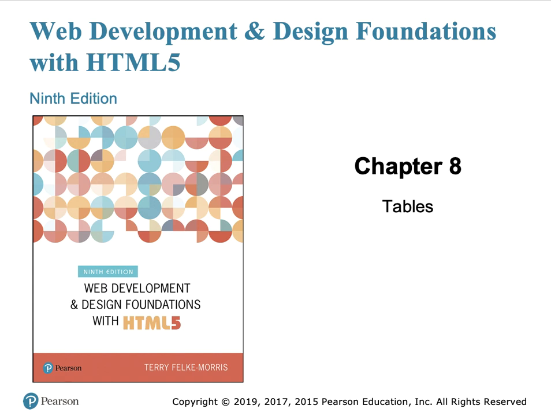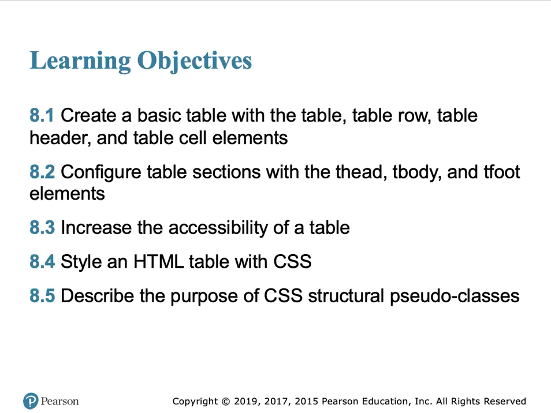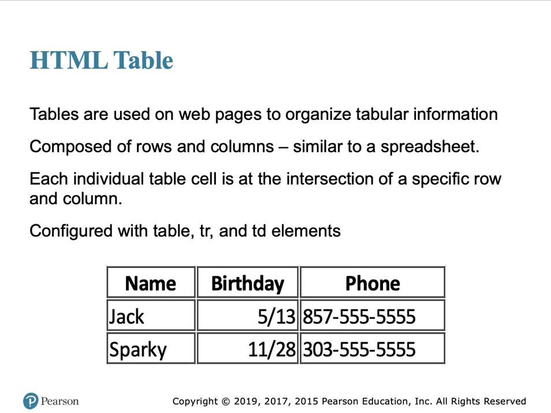Welcome to the Chapter 8 lecture on creating tables in HTML and CSS. In this chapter, you will learn how to create a basic table with the table, table row, table header, and table cell elements. You'll configure table sections with the thead, tbody, and tfoot elements. And you will also increase the accessibility of a table, style an HTML table with CSS, and describe the purpose of CSS structural pseudo-classes. Tables are used on web pages to organize tabular information.